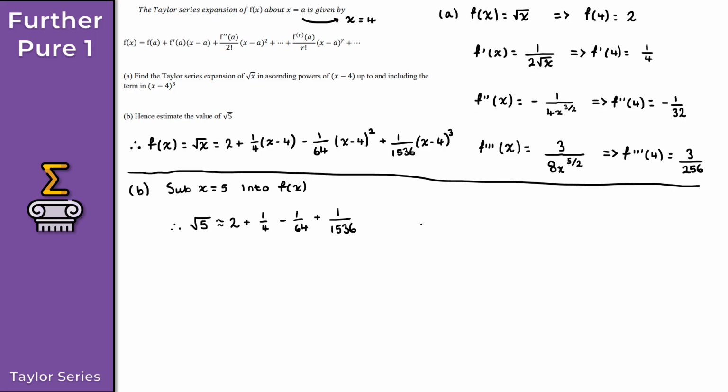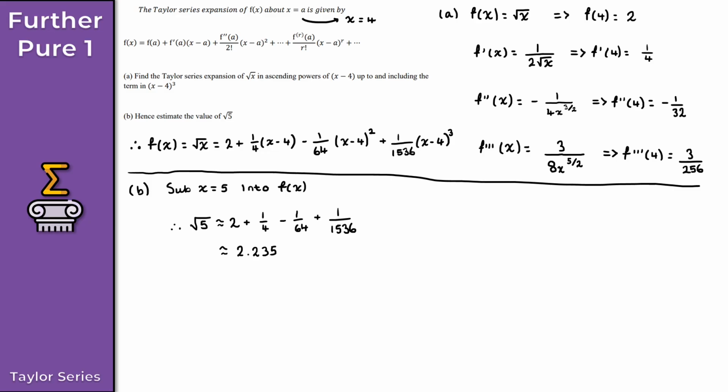1536. So what we need to do here then is just basically use our calculator, right? Just put this right-hand side here into your calculator. And if you do this correctly, then what you should find here is we get 2.235 here.